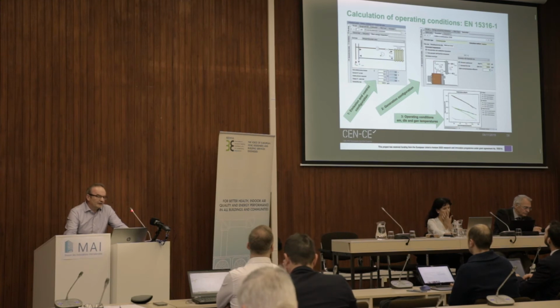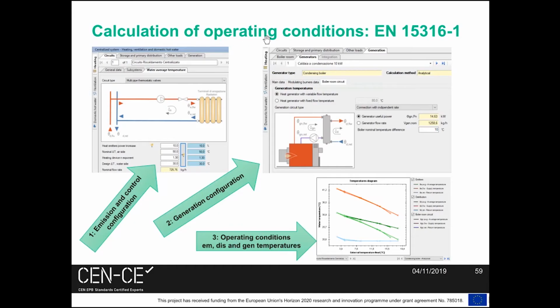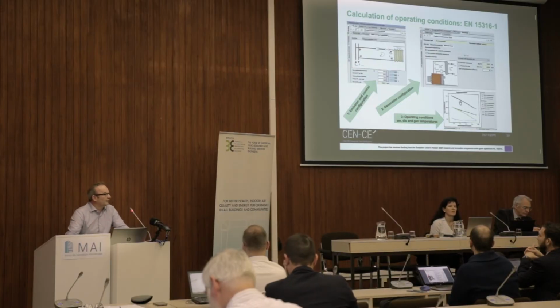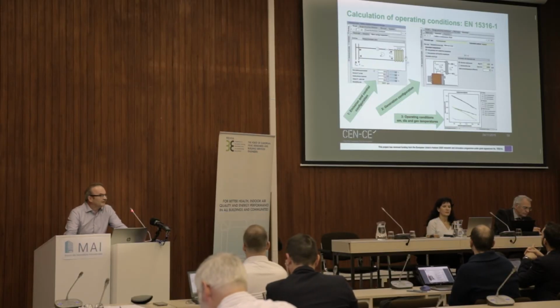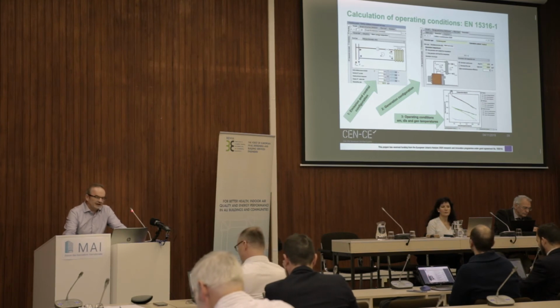And for example, it also uses calculation of operating conditions according to EN 15316-1. First, you define how you are controlling your emitters, which is the type of circuits, which is the type of control. You take into account how your generator is connected to the network. This also can make a difference, because you need flow or return temperature depending on whether it's a boiler, or a condensing boiler, or a heat pump. And as a result, you have your temperatures along your installation depending on the season. So you really take operating conditions into account. This is a feature, for example, which is inside EPB standards.